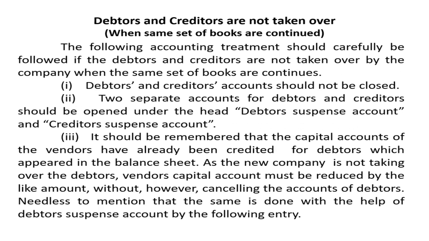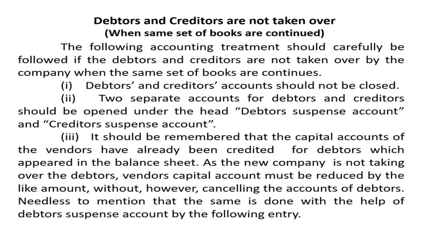The next one, debtors and creditors not taken over when the same set of books are continued. The following accounting treatment should be carefully followed if the debtors and creditors are not taken over by the company and the same set of books are continued. Debtors and creditors should not be closed. Two separate accounts for debtors and creditors should be opened under the head debtors suspense account and creditors suspense account.